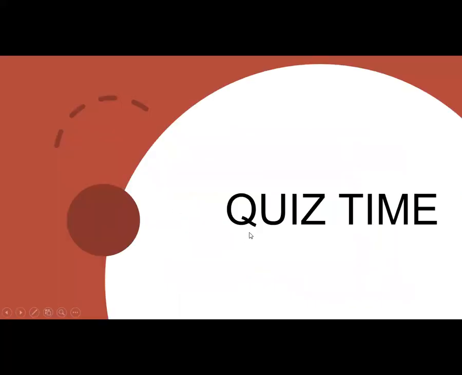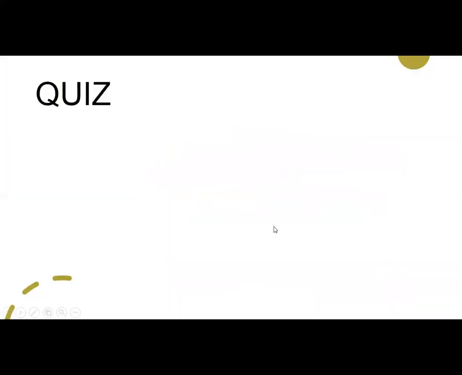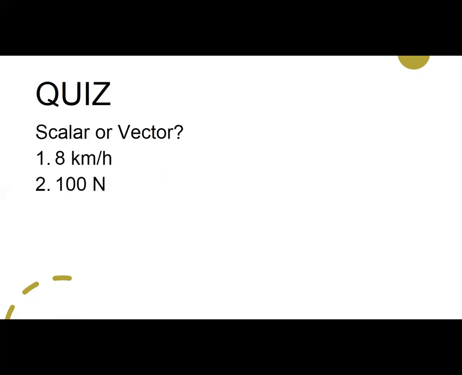Let's have a short quiz. Scalar or vector. We're going to say if the given is scalar or a vector. Number 1, 8 kilometers per hour. Write your answers on a paper and later we will check it. Number 2, 100 newtons.